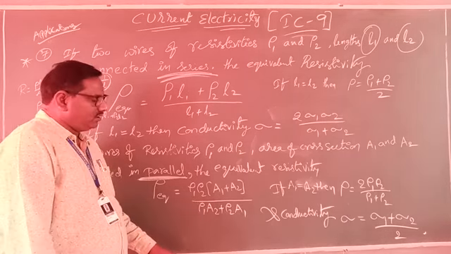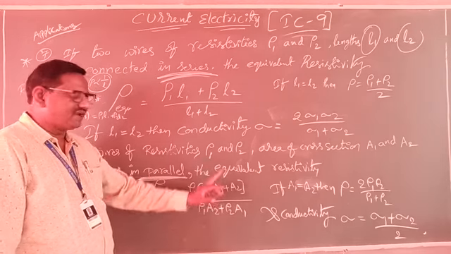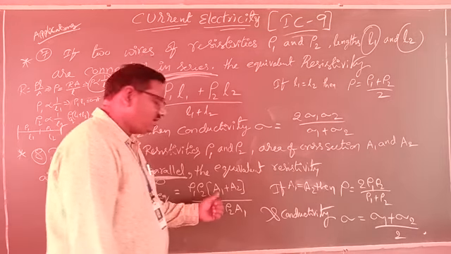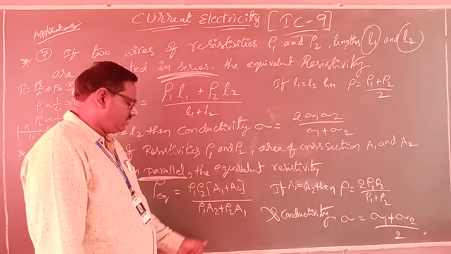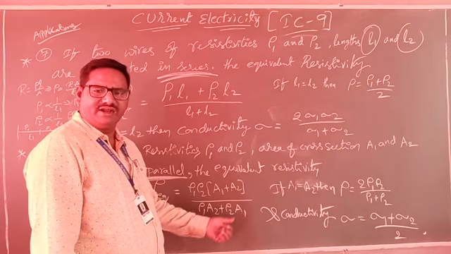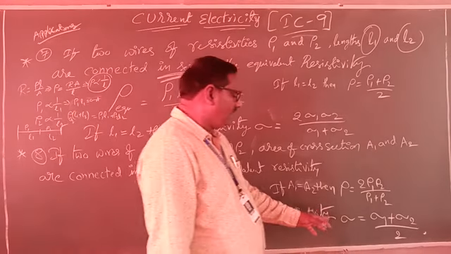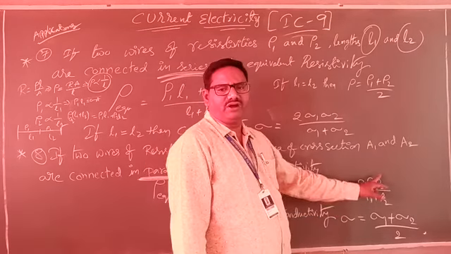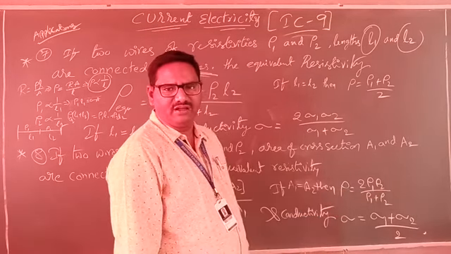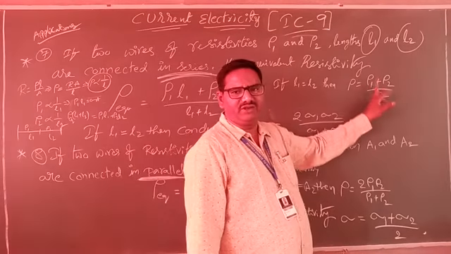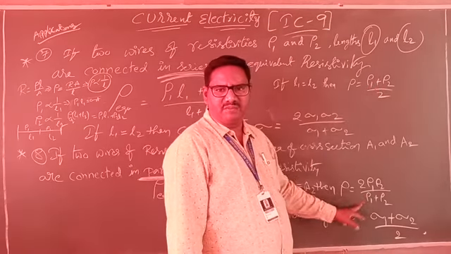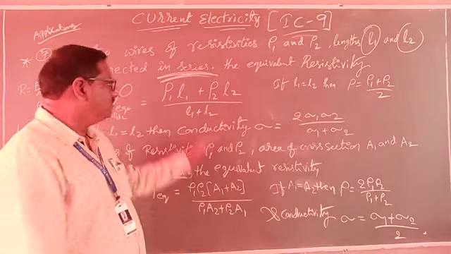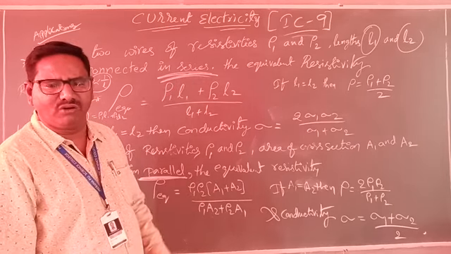Clear? Now suppose the area of cross sections remain the same, that means A1 equal to A2, then A plus A, how much is it? 2A. Here take A common, then A will get cancelled, then finally we get resistivity, rho equivalent equal to 2 rho 1 rho 2 by rho 1 plus rho 2. Clear? Series means rho 1 plus rho 2 by 2 if it is equal lengths. If it is parallel, then what you can write? 2 rho 1 rho 2 by rho 1 plus rho 2. Remember, this is series combination, this is parallel combination.